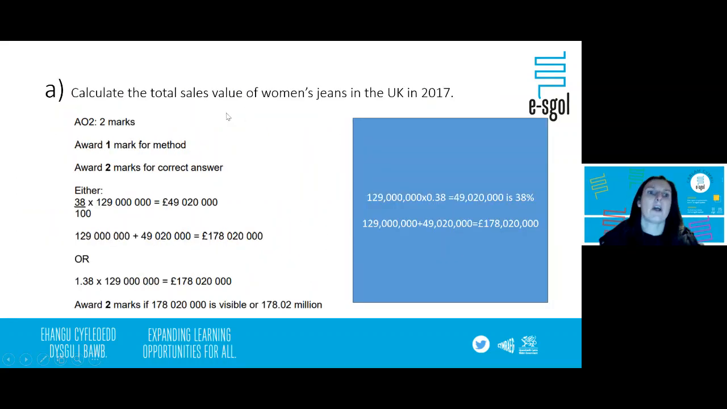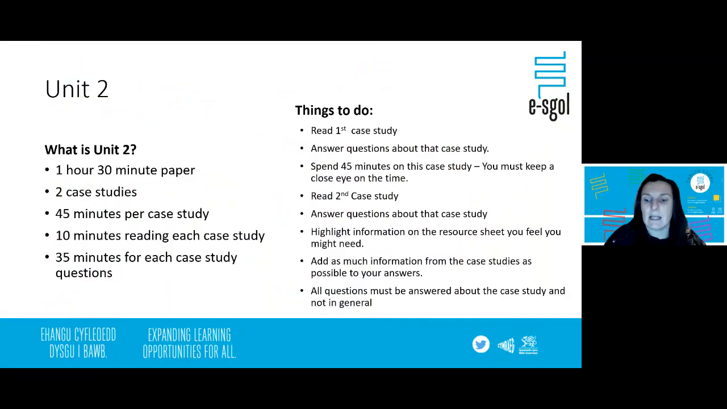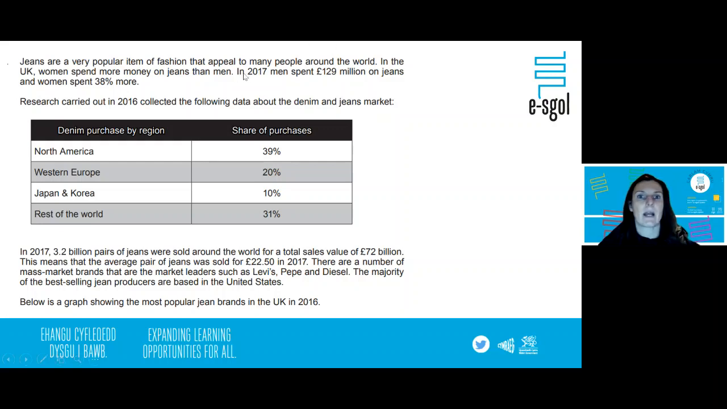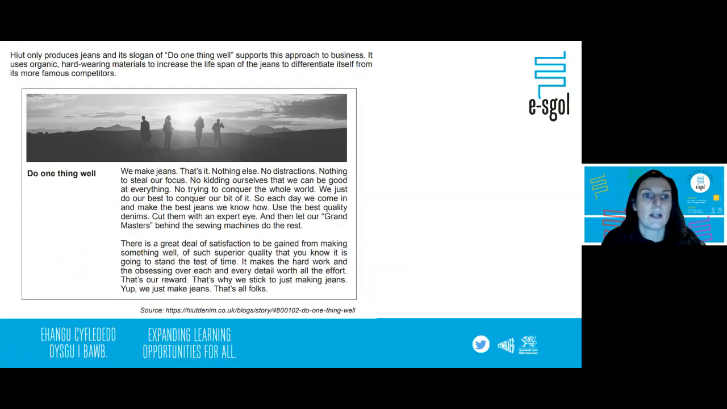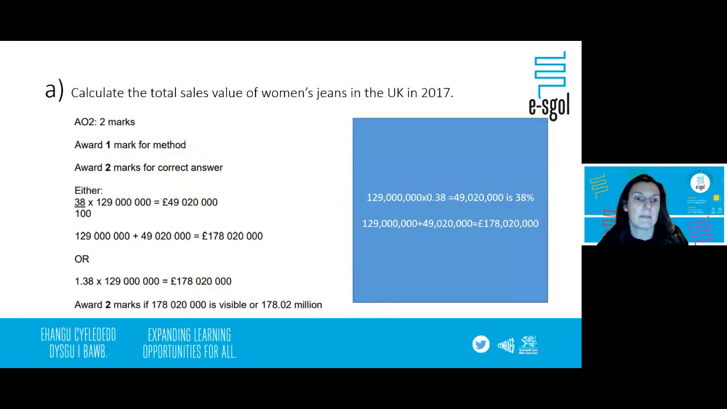Right, okay, so first off, we're looking at: calculate the total sales value of women's jeans in the UK in 2017. So this is purely from the case study. So you would go back to the figures that you need there. Okay, so in 2017, men spent 129 million on jeans and women spent 38% more. So what you've got to do there, if I come back down to the question, is find out what 38% of 129 million is. Now there's a couple of ways of doing it. You could do it that way or that way.